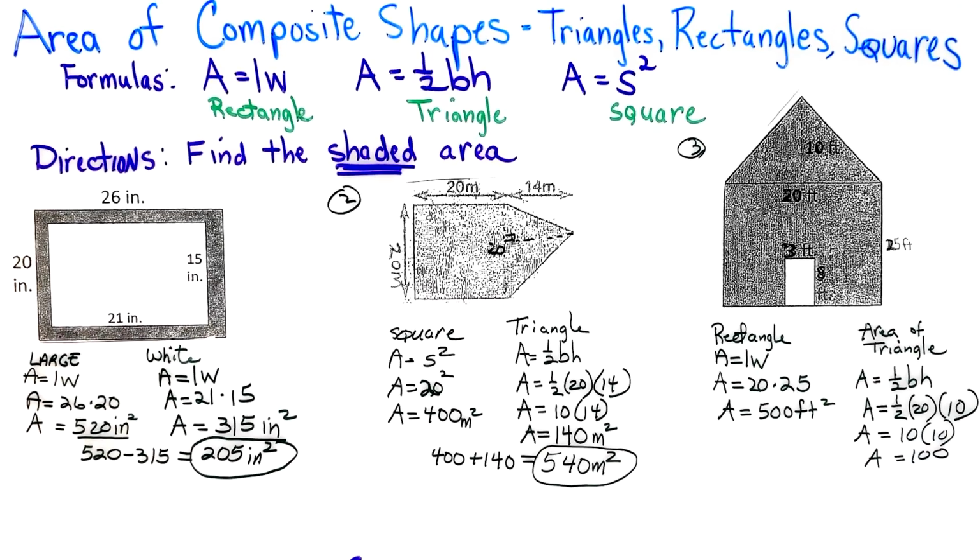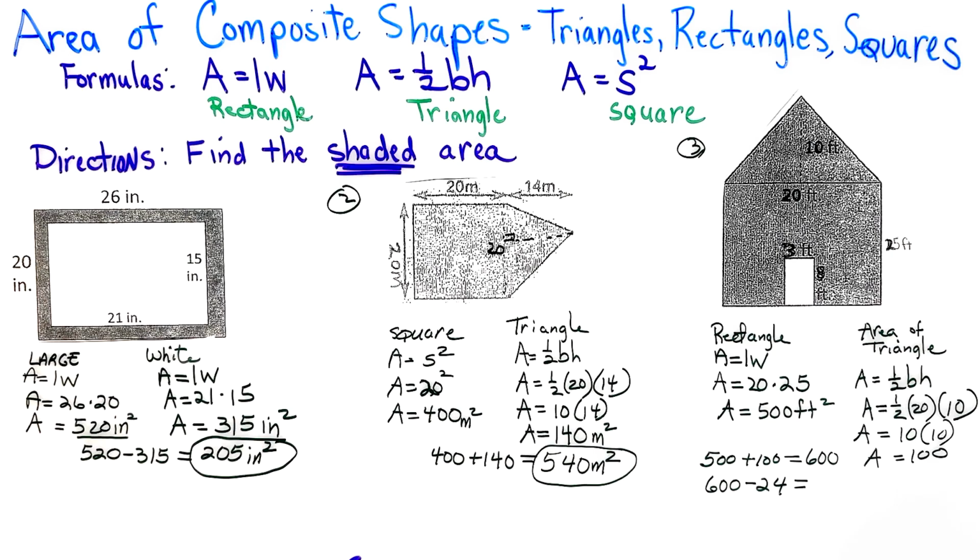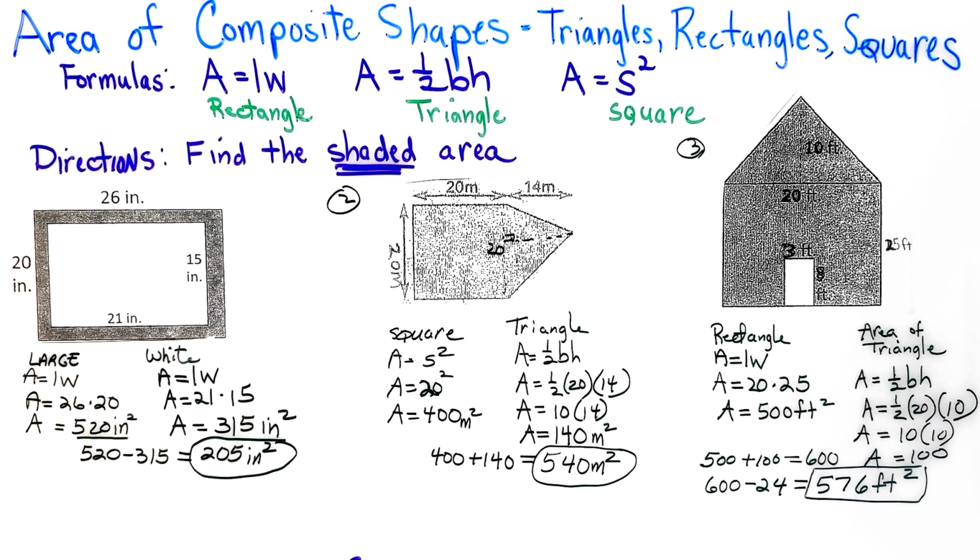So looking at that, I'm going to make sure that I add these two dimensions together. 500 plus 100 is equal to 600. But remember, we've got to subtract our door away. So it would be 600 minus 3 times 8, which is 24. And when you do that math, you get 576, and that is feet squared. And that would be the shaded area of our house minus the door.